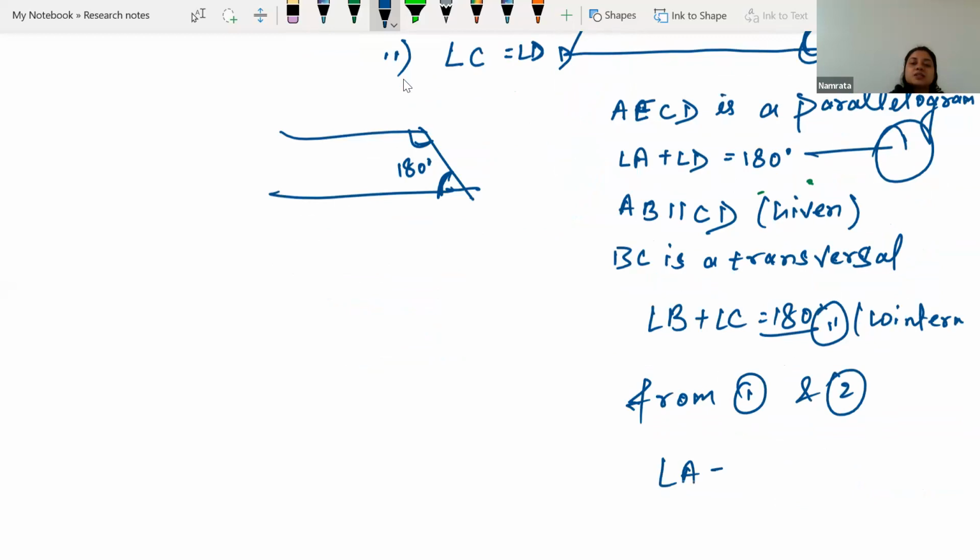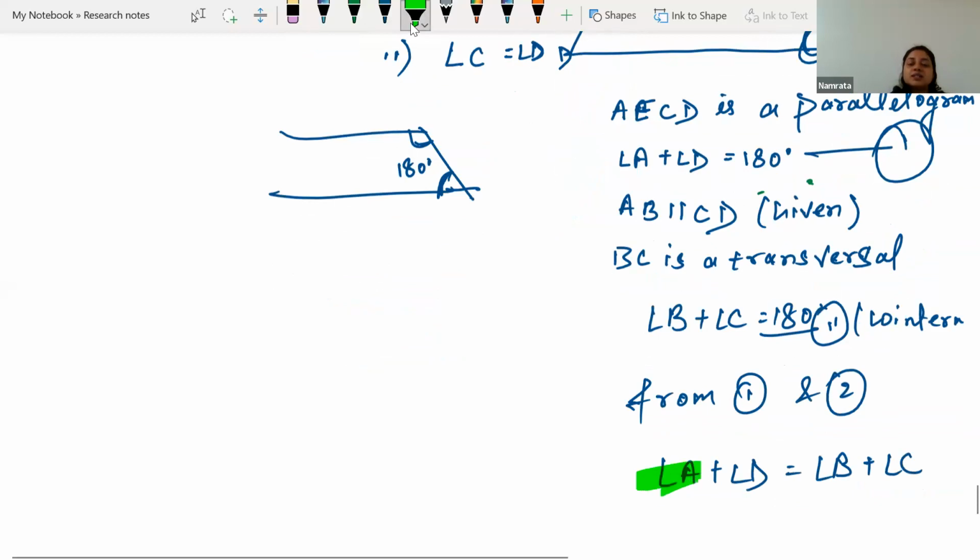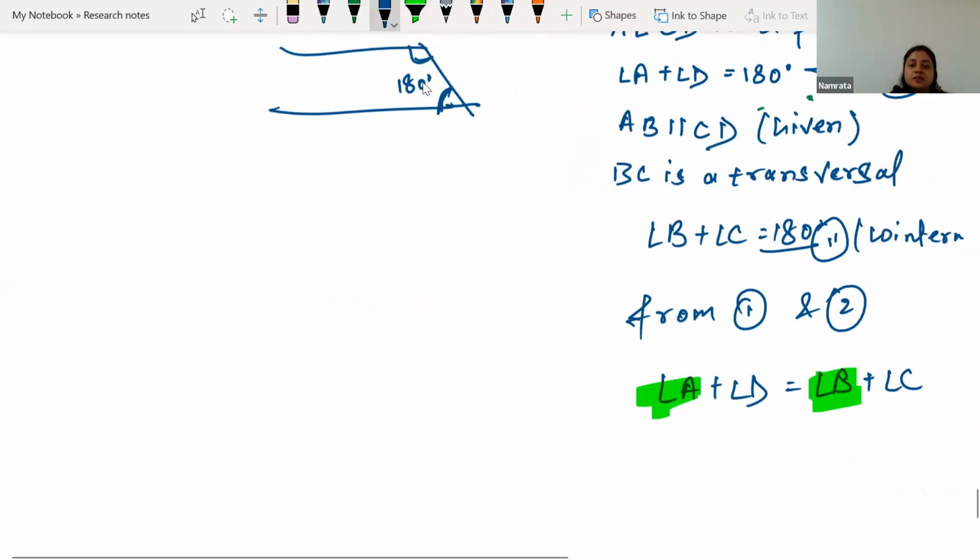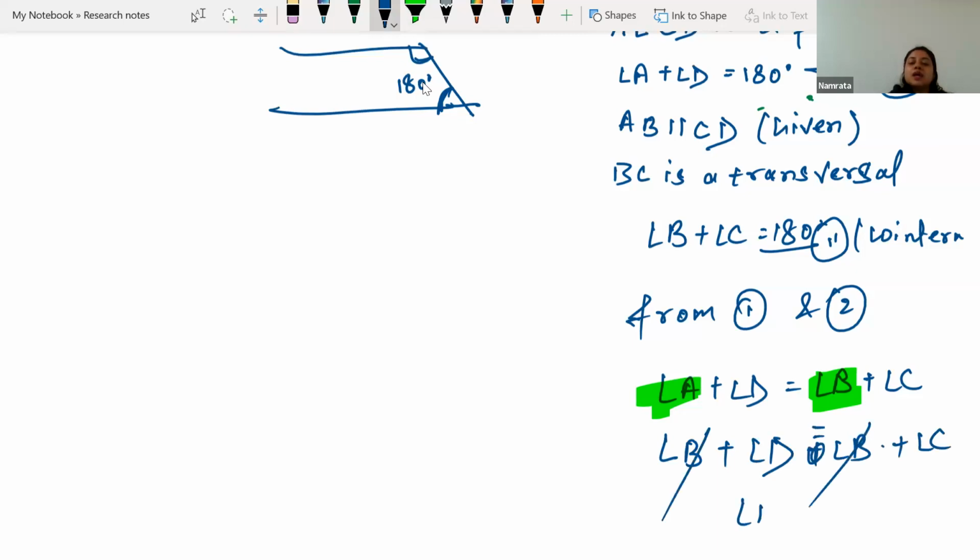We will be saying A plus D is equal to B plus C. Already we have proved in the first part that A and B are the same. So instead of A, we can write B, or we can also write B as A, right? Let's write it. This is B, this is D, this is also B, equal to B plus C. We can cancel them out, and hence we get angle D is equal to angle C.